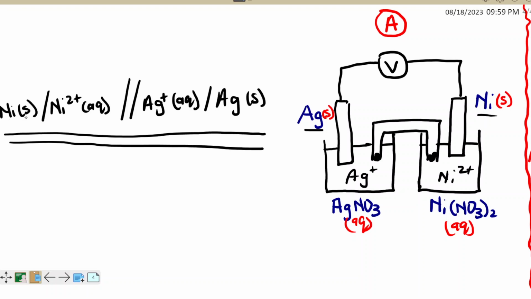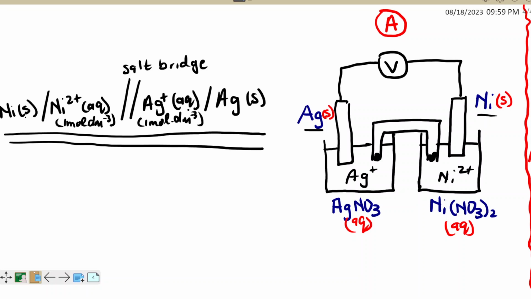So it's the nickel in a solid form / nickel 2+ ion in an aqueous state. Then don't forget to write 1 mole per dm cubed, double / which represents the salt bridge. So this is the salt bridge. Then on the other half cell you have Ag+, which is a silver ion in an aqueous state / don't forget to write 1 mole per dm cubed again / then Ag(s), which is the electrode for the silver. I did explain how to get to this in video part 1. I'm not going to repeat it again.